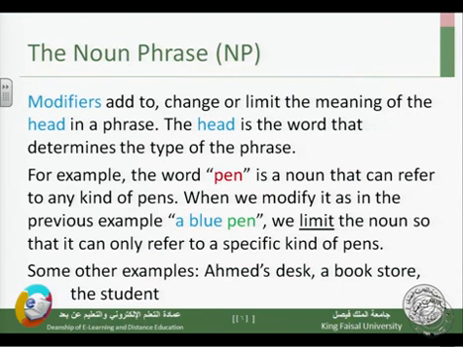So a bookstore. The student, when we add the modifier the, it means a specific and a definite student. Not any student, not all students. The student that the listener and speaker both know and understand what it refers to. So the student, a specific, definite student.